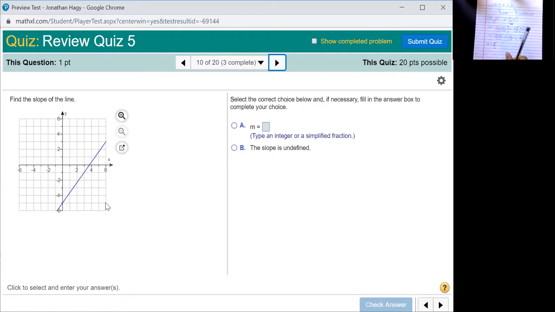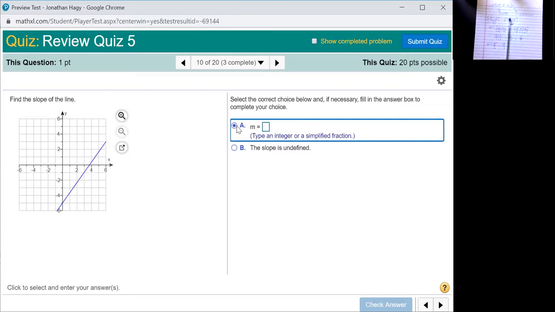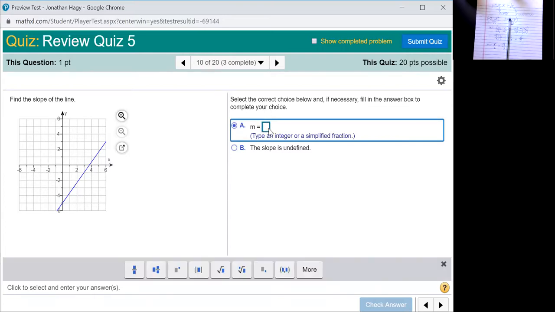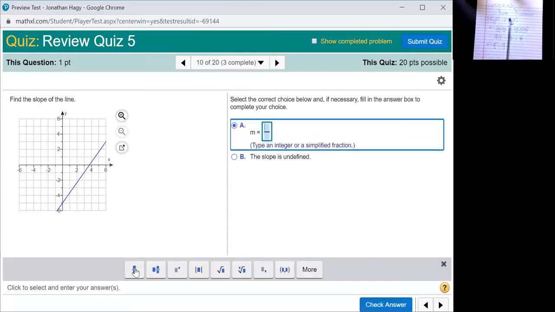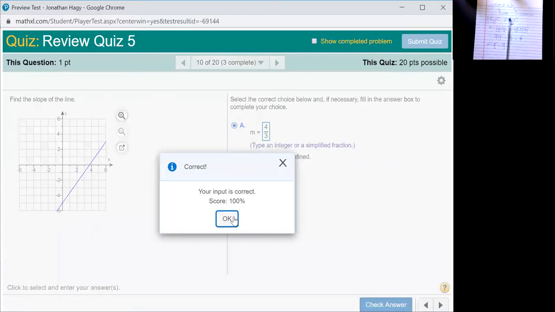Now, the directions say type a simplified fraction. If we have 8/6, if I divide both of those by 2, I get 4/3. Make it a fraction, 4/3. All right.